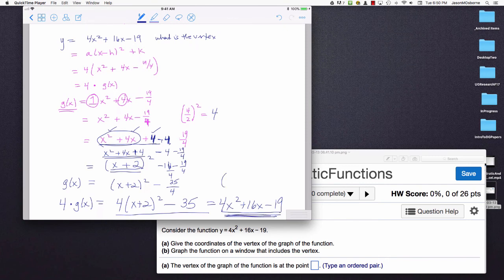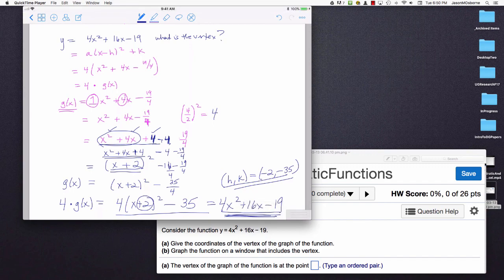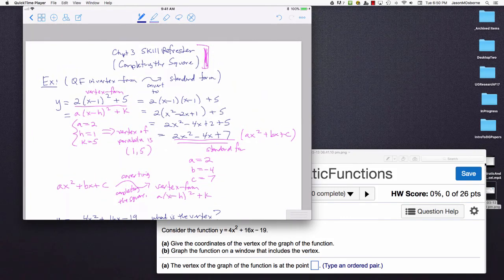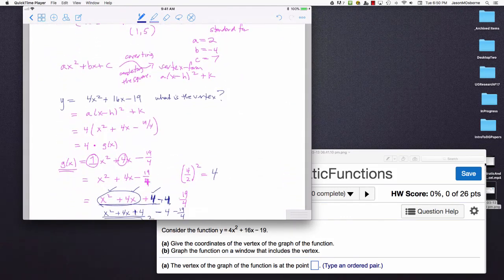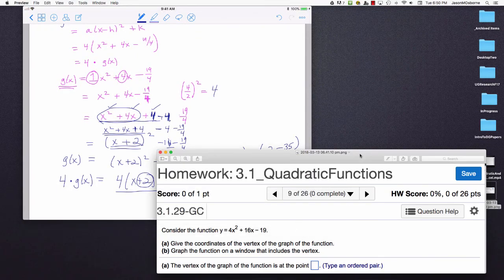Which then tells me that the vertex of this parabola is h, k, right here. With x minus h, that means h is negative 2 and k is negative 35. There's the vertex of your parabola. And that is another example using completing the square. I think this example and the skill refresher completing the square video will go through and explain how to answer questions like this one from the homework.